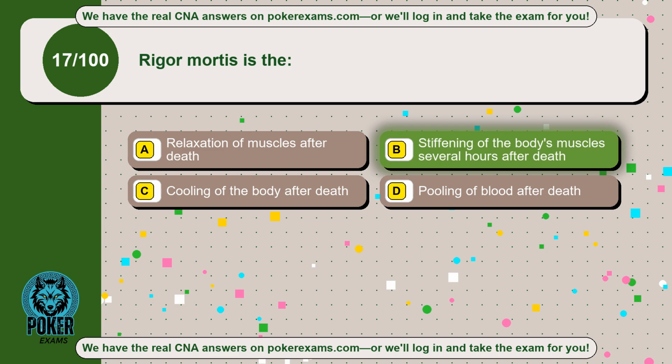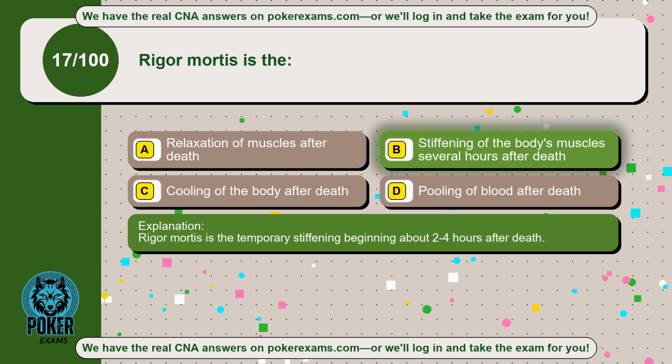The correct answer is option B. Stiffening of the body's muscles several hours after death. Rigor mortis is the temporary stiffening beginning about 2 to 4 hours after death.